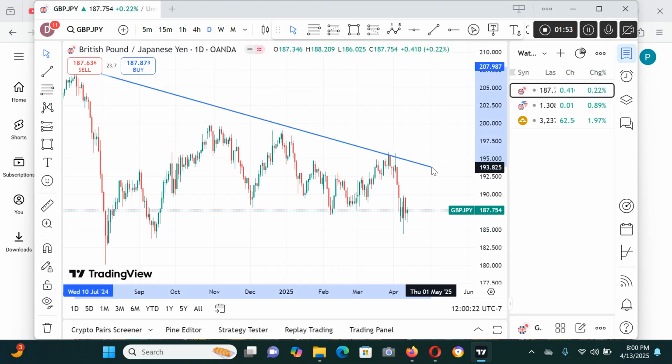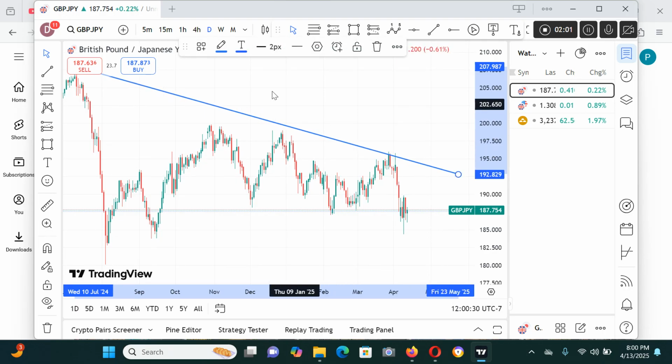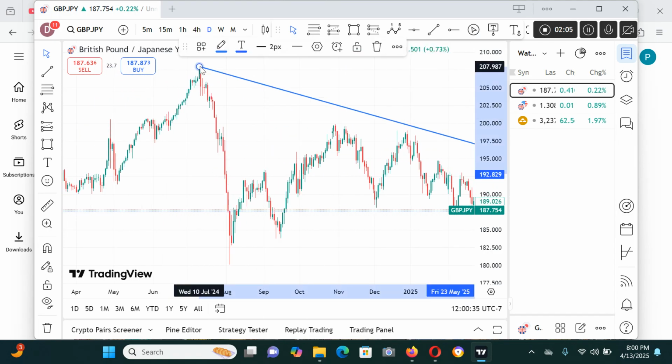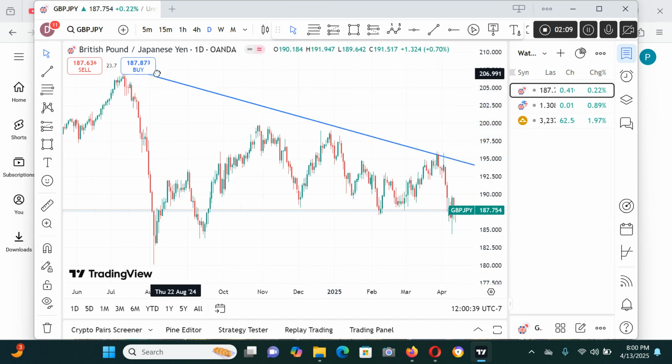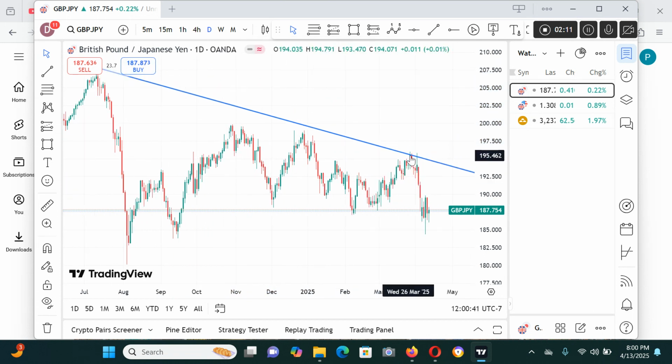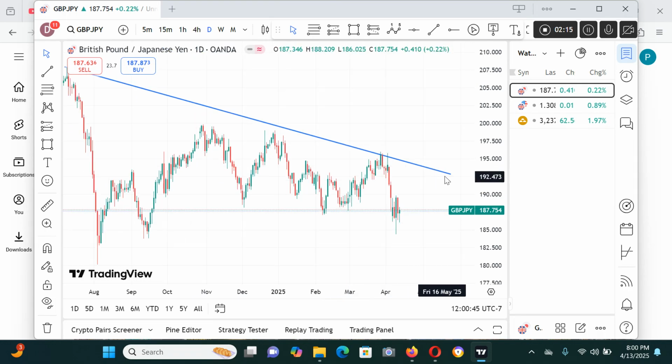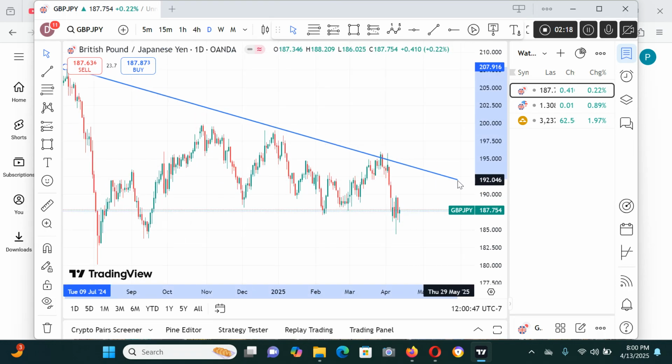So from here, we have the first peak up here, and the second peak is this one. And then we can see that we have a downtrend on the daily time frame, a simple downtrend.